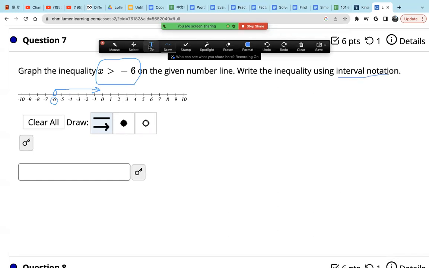Then we want to write in interval notation. So how do we write in interval notation? I'm going to write it by hand. x greater than negative 6. From negative 6 up to positive infinity. Because it's greater than, starting from negative 6, not including the negative 6, so we use open parentheses. Negative 6 up to positive infinity.